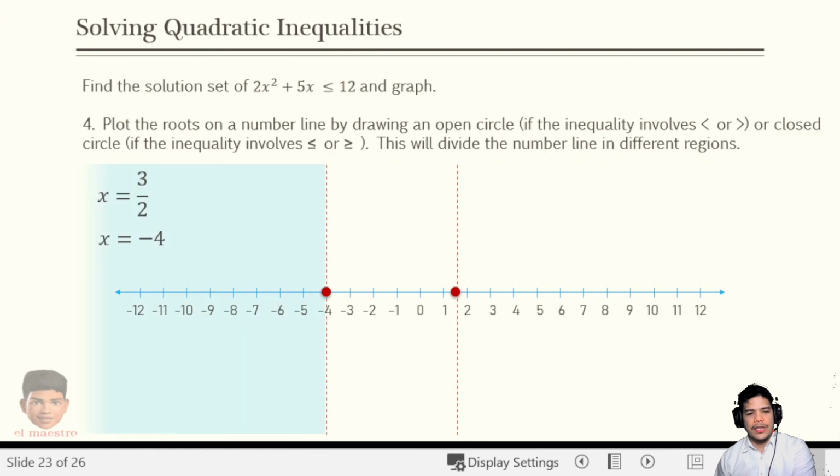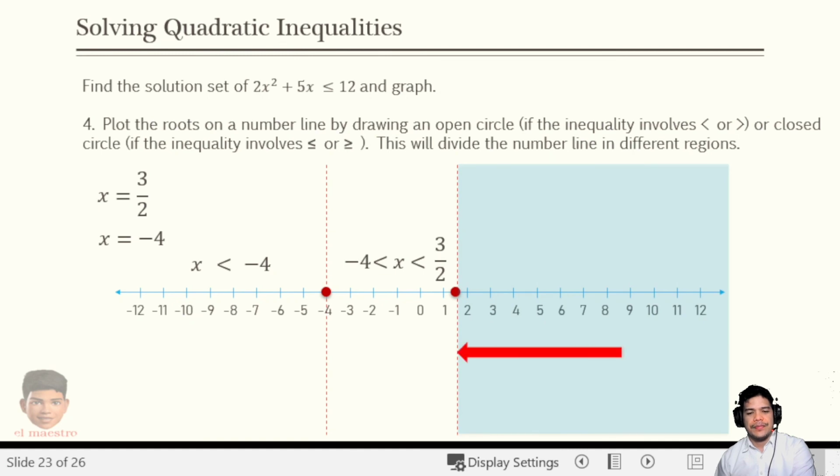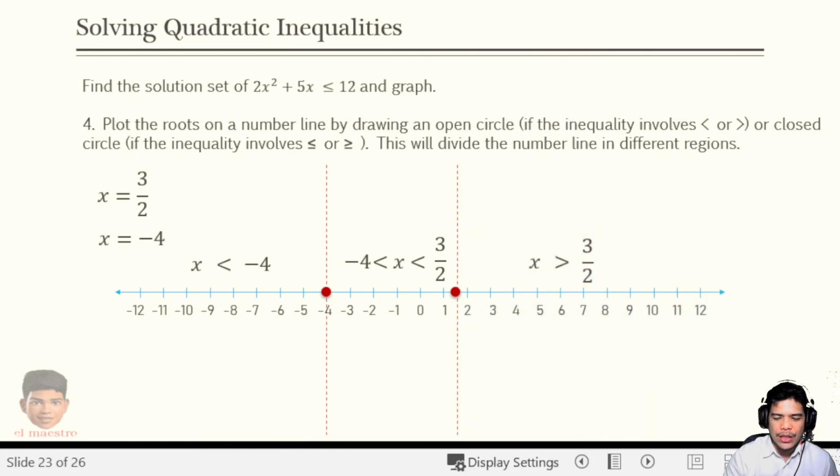So, from this region, tingnan nyo, ganun pa rin. Okay? From negative 4 going to far left or the infinity left, so that is x is less than negative 4. Okay? So, madali na lang. So, itong sa gitna, in between, so you have negative 4 less than x less than 3 over 2. Okay? So, here, from that point, you have x is greater than 3 over 2. So, meron na tayong region.